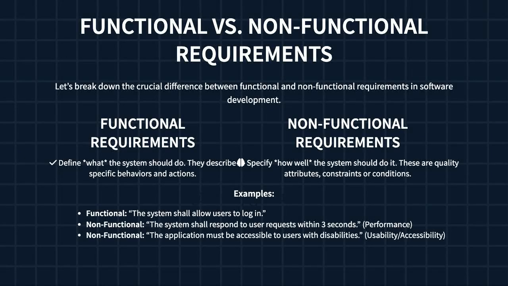Okay, so let's talk about requirements, the foundation of any good software project. We need to distinguish between functional and non-functional requirements. Functional requirements tell us what the system needs to do. Think of them as specific actions or behaviors like logging in, adding an item to a shopping cart, or calculating something. Non-functional requirements, on the other hand, describe how well it does those things. They're about qualities and constraints. We're talking performance, security, usability, accessibility, basically anything that isn't directly tied to a specific action.